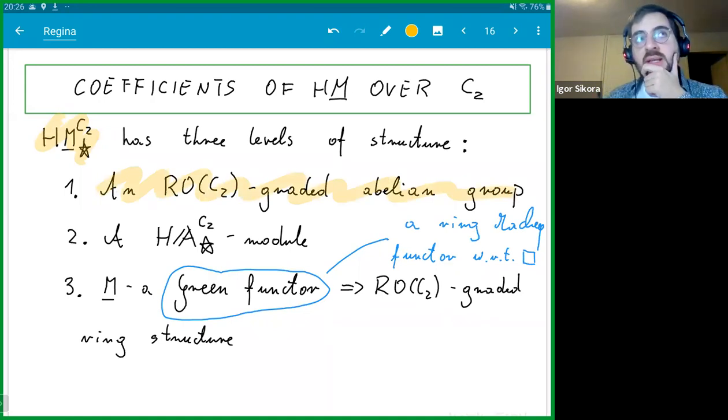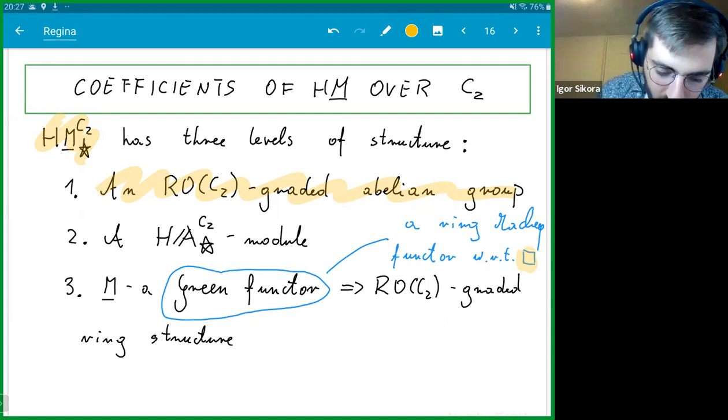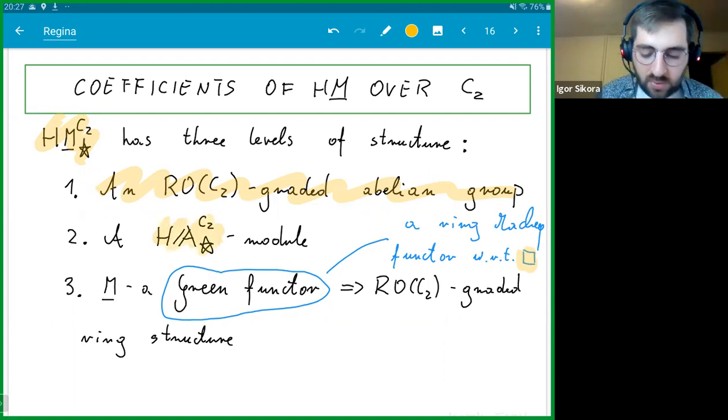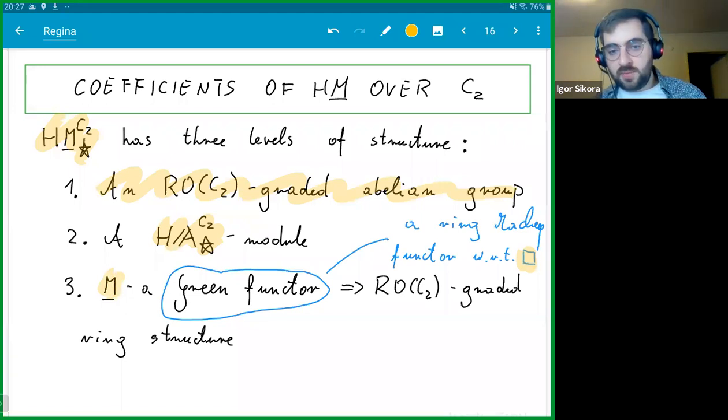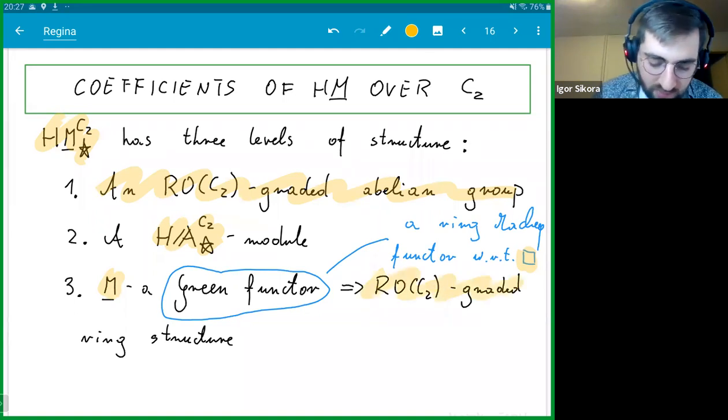Then, this is the thing which I already mentioned. The category of Mackey functors has a symmetric monoidal product called the box product. And the Burnside Mackey functor is the unit for this symmetric monoidal product. Therefore, every Mackey functor is a module over the Burnside Mackey functor. And given this, coefficients of all Mackey functors are modules over the coefficients of the Eilenberg-MacLane spectrum associated to the Burnside Mackey functor. And the third possible layer of the structure is that if our Mackey functor happens to be a Green functor, so a ring Mackey functor with respect to the box product, then the coefficients will also have an RO(C2) graded ring structure.